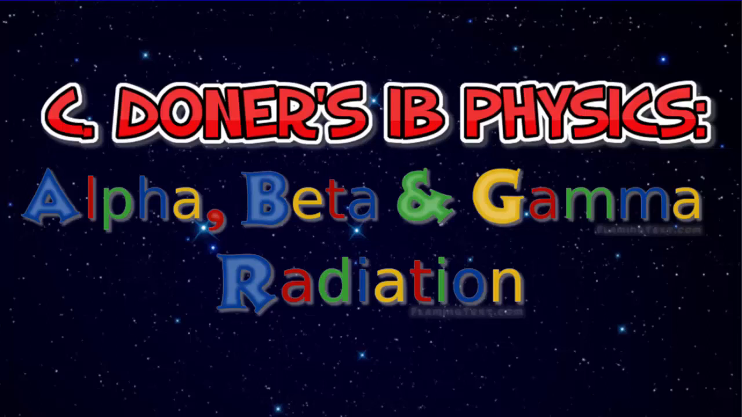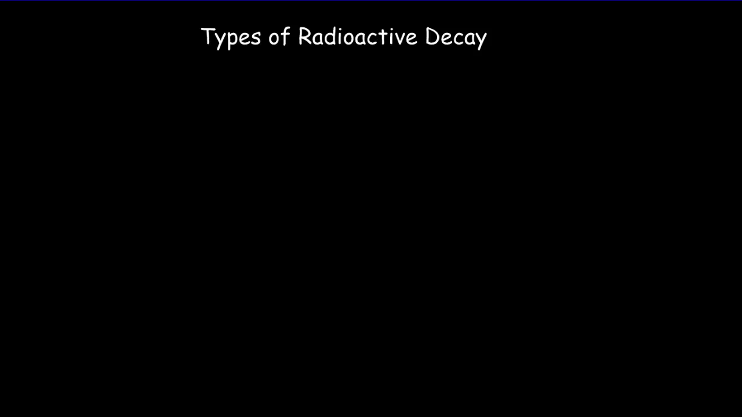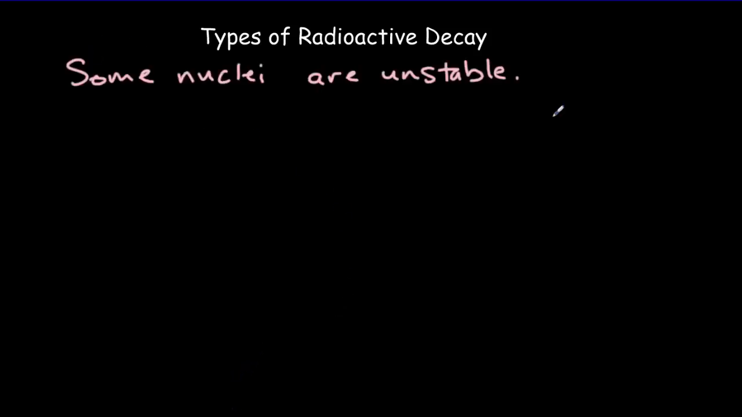Today we're going to talk about the three types of radiation that occur because of radioactive decay. It's alpha, beta, and gamma radiation. Now it turns out that some nuclei are unstable. And so these nuclei basically fire out particles and become more stable.